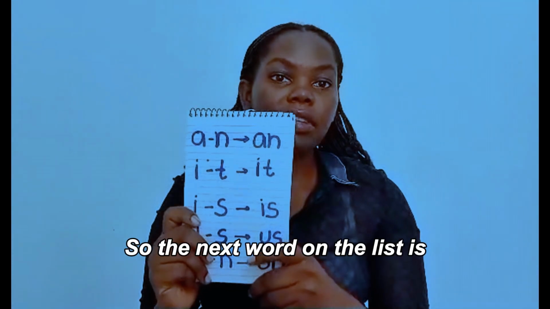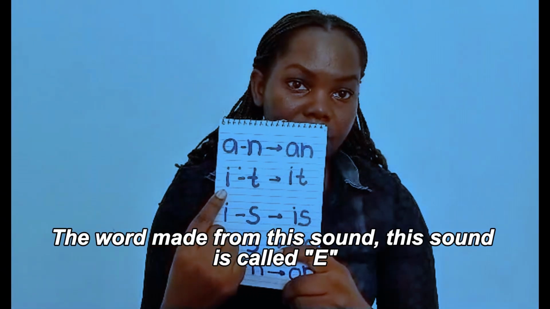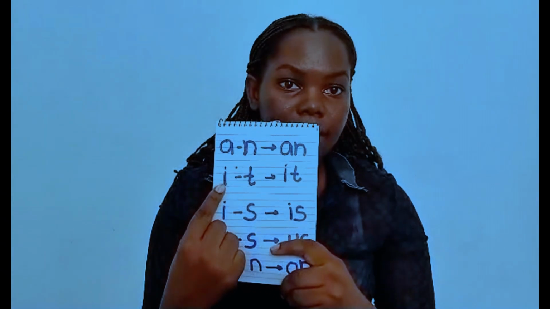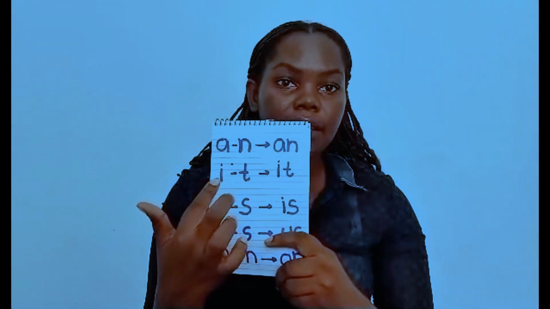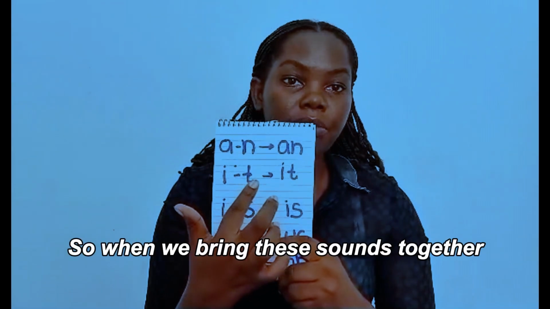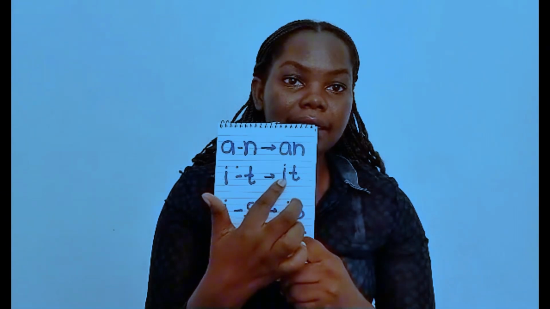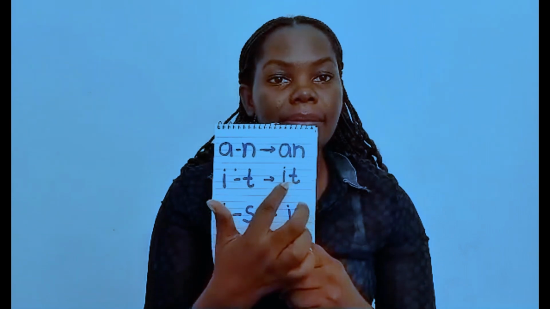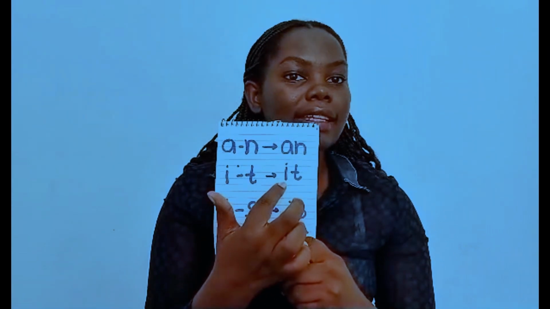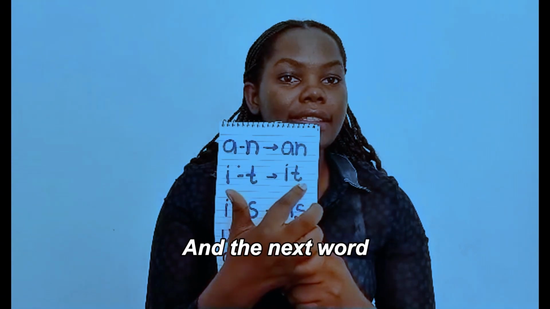So the next word on the list is the word made from these sounds. This sound is called e, and this is t. So when we bring these sounds together, we form a word called it, as in it is.